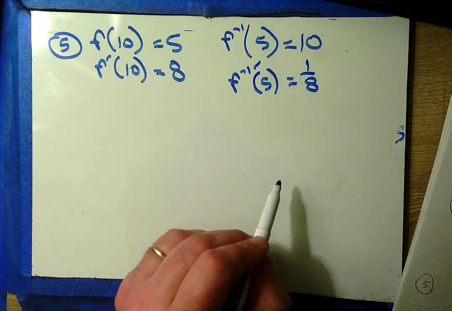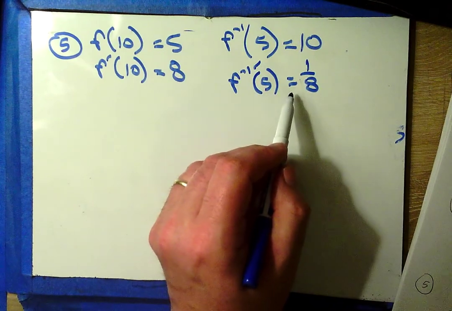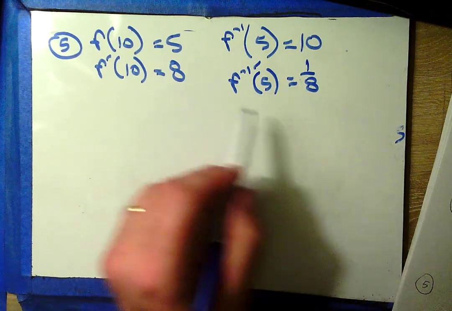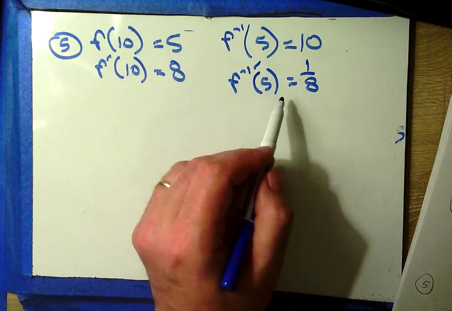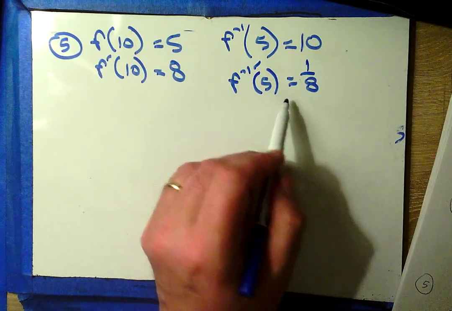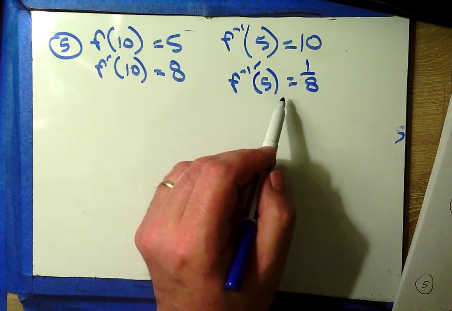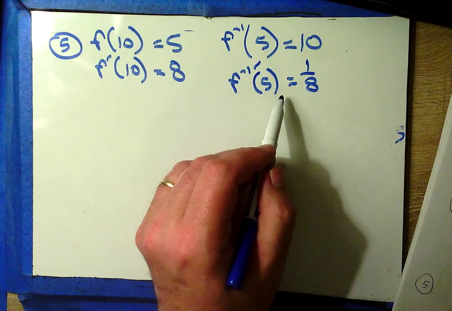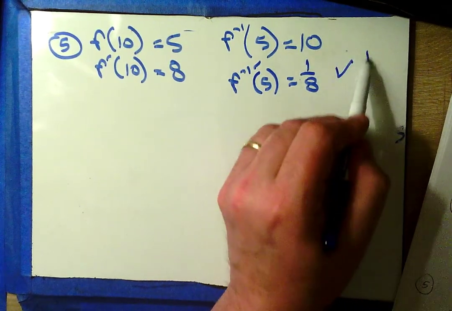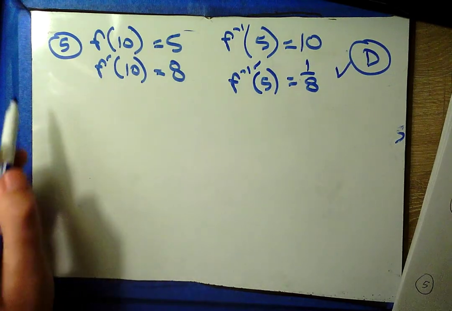Okay, so let's look at our choices for number 5. F inverse prime of 5 equals 10, no. Equals F inverse prime of 8, oh god, no. F inverse prime of 5 equals -2, no. And finally, F inverse prime of 5 equals 1/8. So D. D is our answer for number 5.